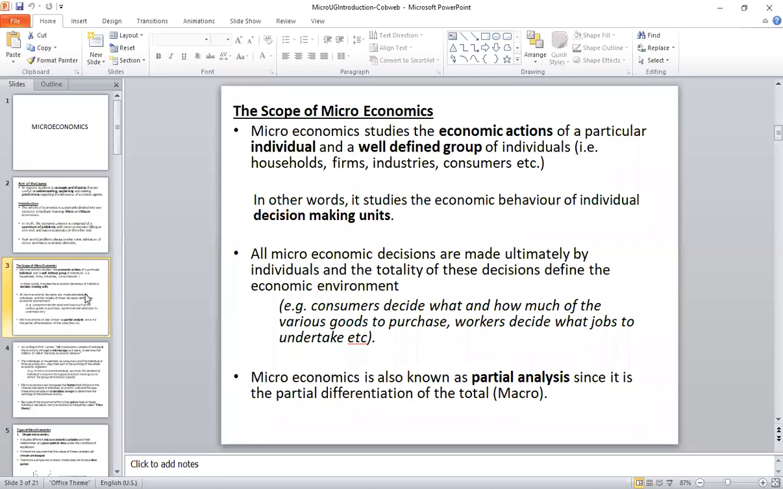So here we are studying the actions of a particular individual or a group of individuals. That is the economic behavior of an individual decision-making unit. Like I told you, the individual is a decision maker, so he makes the decisions. All microeconomic decisions are made by the individuals, and the totality of these decisions define the economic environment. Now, in other terms, microeconomics may also be referred to as partial analysis, since it is the partial differentiation of the total being macro.